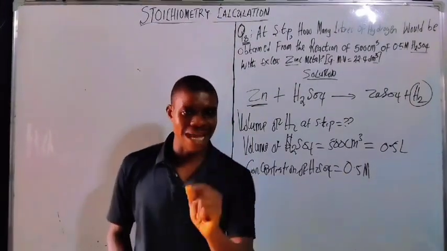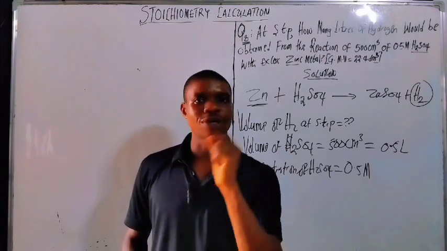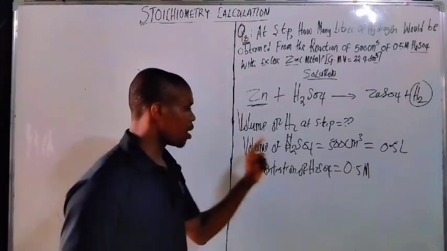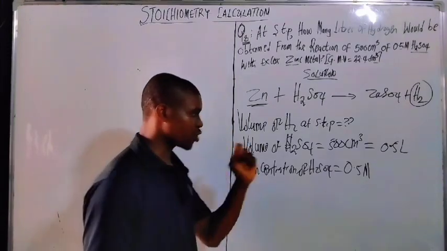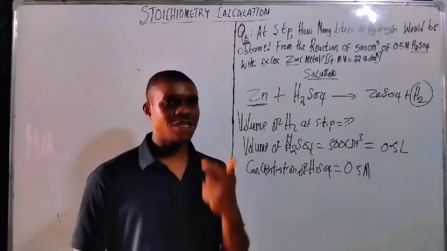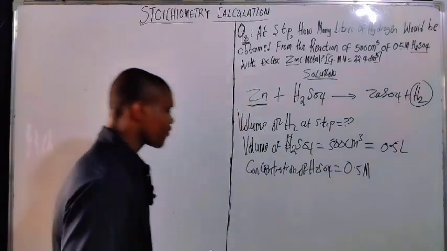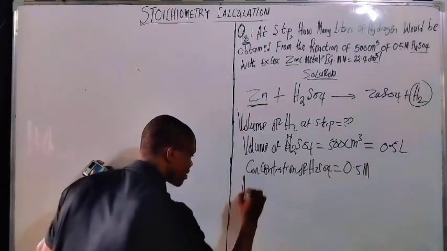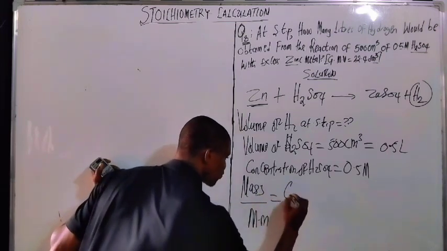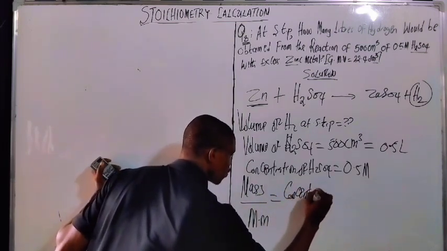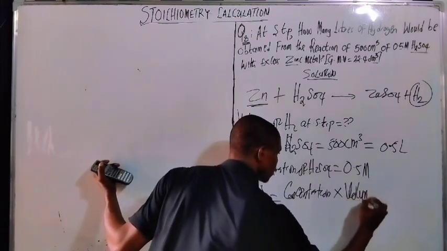So the idea now, please pay attention, is to look for the mass of H2SO4. That is the key thing. So how do we calculate the mass of H2SO4 from these two parameters given to us? Remember, I've given you a formula: mass over molar mass equals concentration times volume.